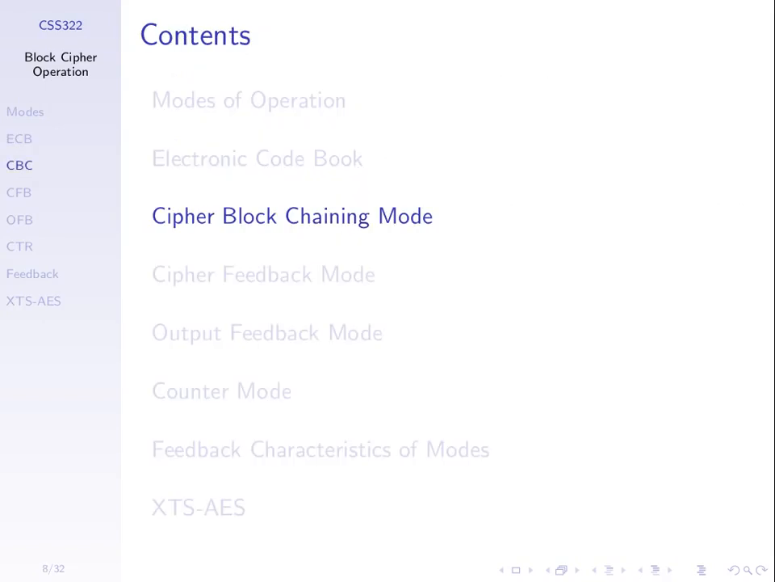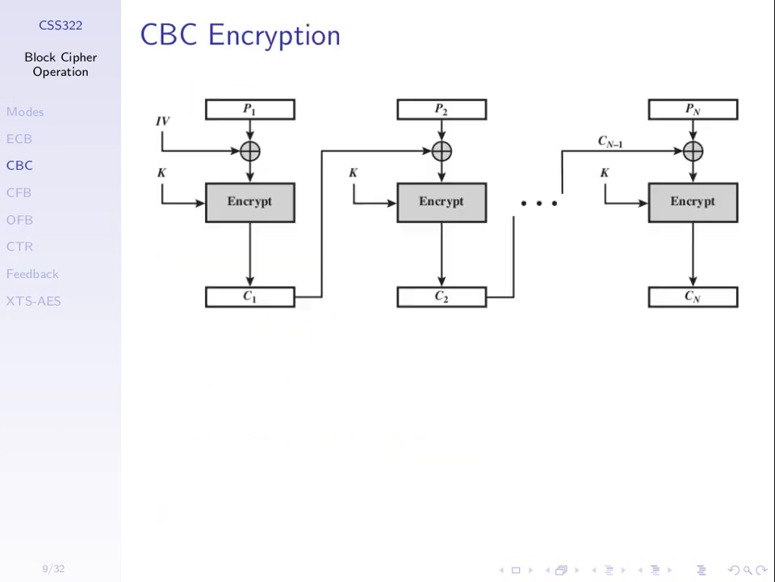So CBC is a common mode, and that's the other one I used in my picture example, cipher block chaining. Let's look at that. Again, we take our plain text message, split it into n blocks, P1 through to Pn. Here we introduce a new input value, IV. IV is short for initialization vector.